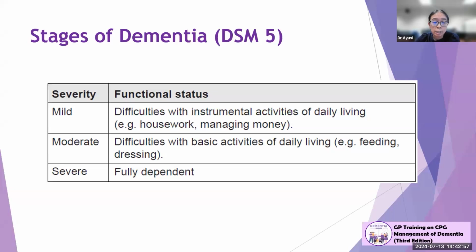And then severe is fully, totally dependent. Walking also needs help, incontinence, needs 24-hour diapers, and they need people's help for feeding, changing their clothes, cleaning up themselves, and everything. So totally fully dependent is the severe stage. So this is much easier, based on the functional state.